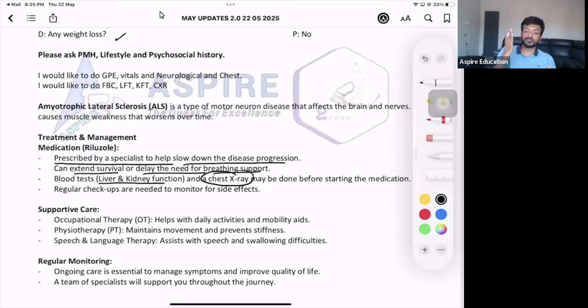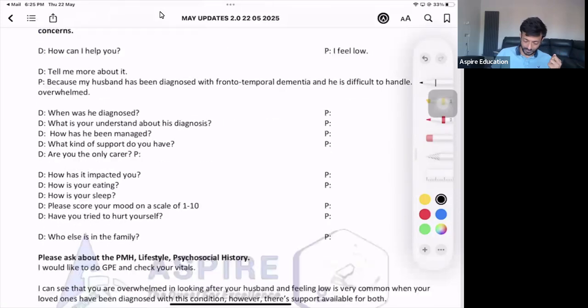So remember, it can affect your liver, your kidney, and your lungs, and can cause pulmonary fibrosis as well. So before we start, we always do liver and kidney function tests. We always go for a chest x-ray. And if everything is okay, then only we will be able to start. So that's what happens with riluzole.